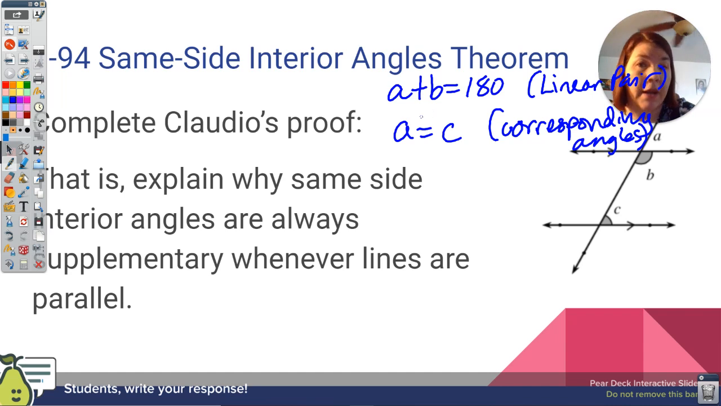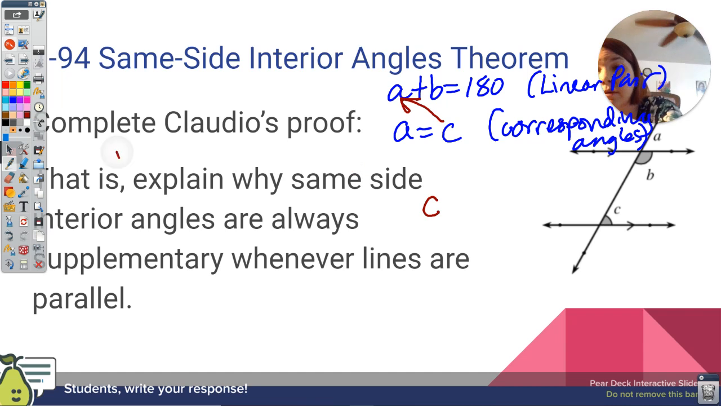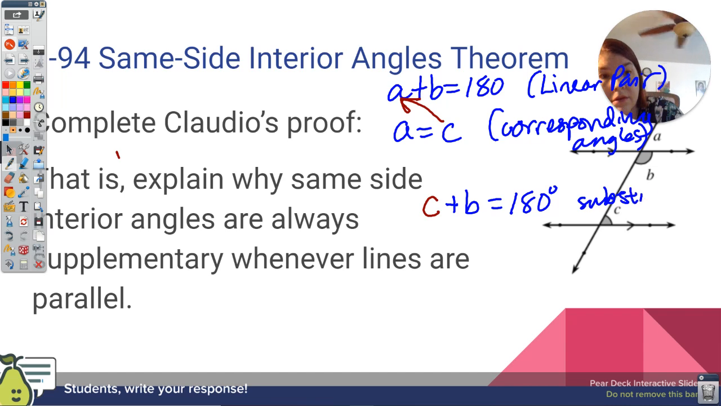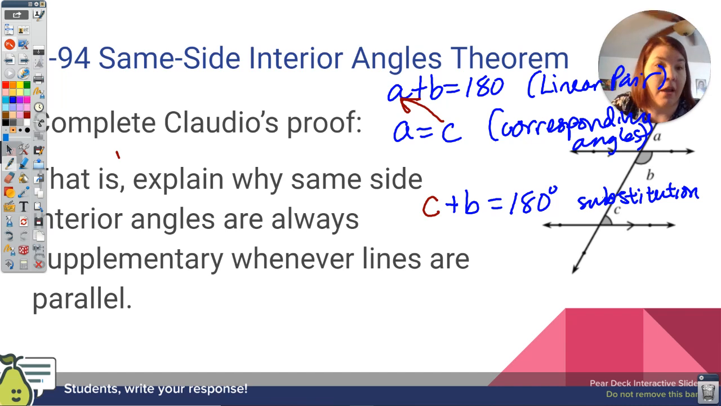So since A plus B equals 180, and A equals C, I can replace A with C. So I can do substitution. C goes in for A. So it's the same statement except that I've used substitution. I replaced A with C because they're the same. And I'm done now. Because these two add up to 180, and therefore they're supplementary, and the same side interior angles are supplementary.